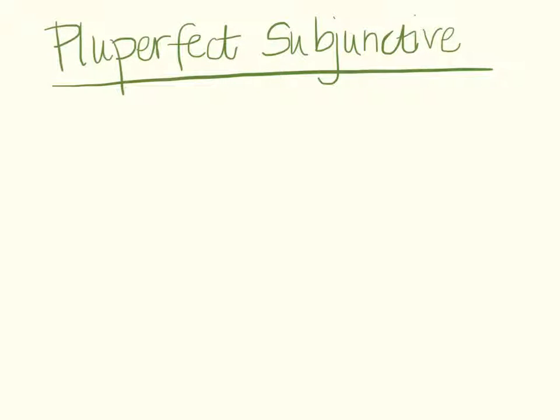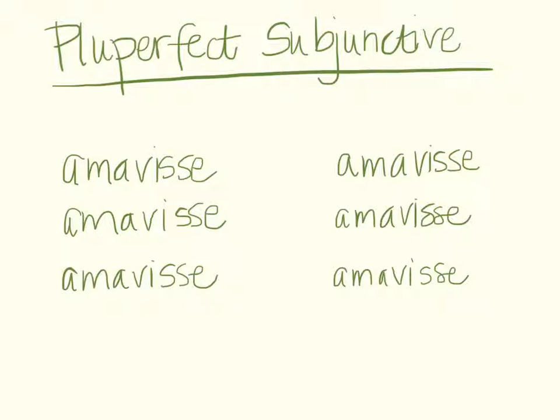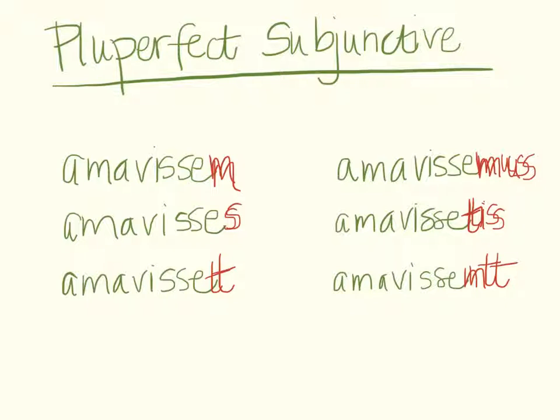To form the pluperfect subjunctive, we're also going to start with an active infinitive. In the imperfect, we started with the present active infinitive, amare. In the pluperfect subjunctive, we're going to start with the perfect active infinitive, amavisse. To our perfect infinitive, amavisse, we're going to add our personal endings, m, s, t, mus, tis, nt. Because these are in the pluperfect tense, we'll translate amavissem as I had loved. That pluperfect tells us that it's had.